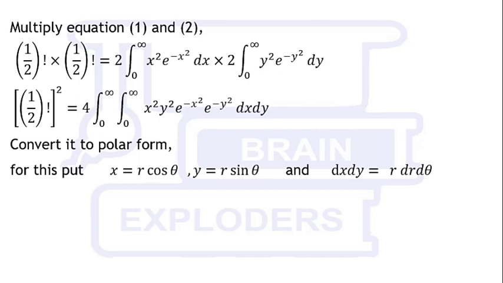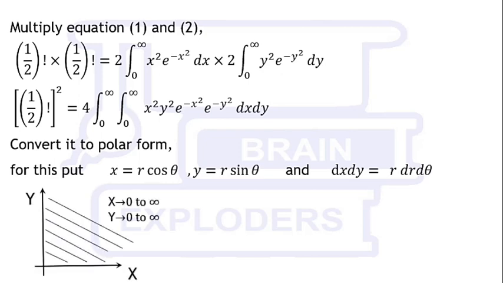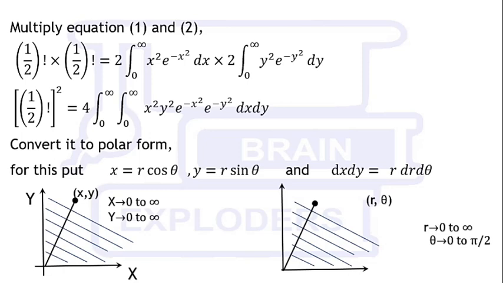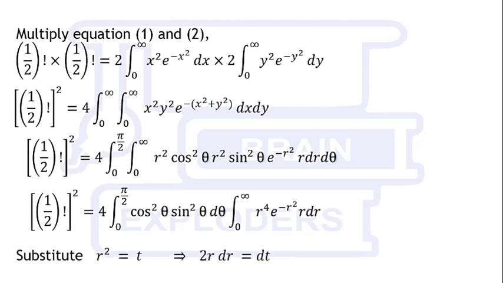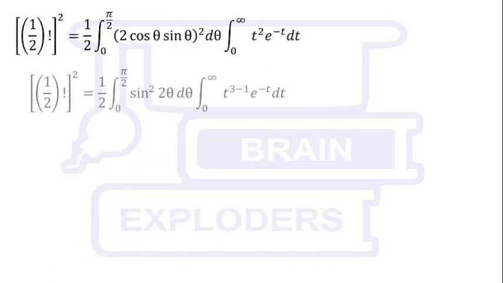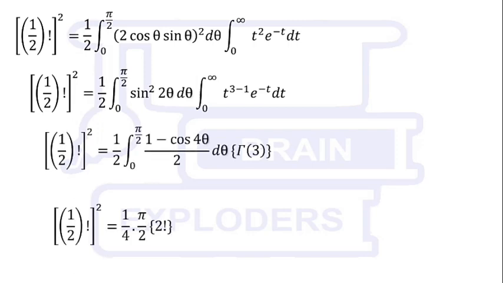and dx dy respectively. x and y lie between 0 to infinity, hence any point can lie anywhere in the first quadrant. For the first quadrant, theta lies between 0 to pi by 2 and r lies between 0 to infinity, so the limits of the integrals are changed accordingly. Substitute r square equals t and r dr equals dt by 2. Since t and theta are independent of each other, we can calculate the values of these integrals separately, and finally we get factorial 1 by 2 equals root pi by 2.